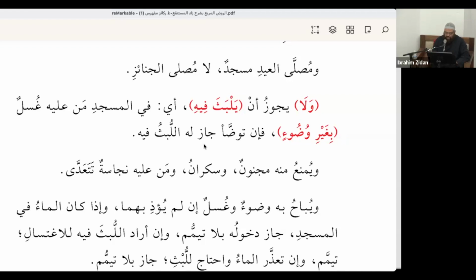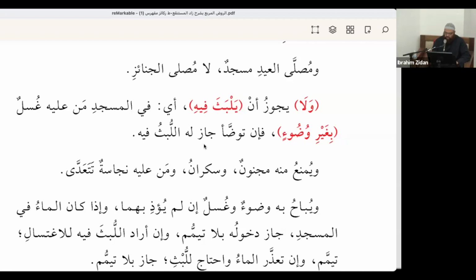What? مجنون, someone is insane. وسكران, someone intoxicated. ومن عليه نجاسة تتعدى, and whoever has najasa on him, تتعدى, gets extended so that it would pollute the masjid. So if he has a najasa in himself but it's hidden, then it's okay. But if the najasa is on his body, for example, and if he walks into the masjid, the najasa will make the masjid najis and pollute parts of the masjid, then of course he's to be prevented from coming into the masjid till he cleans himself.